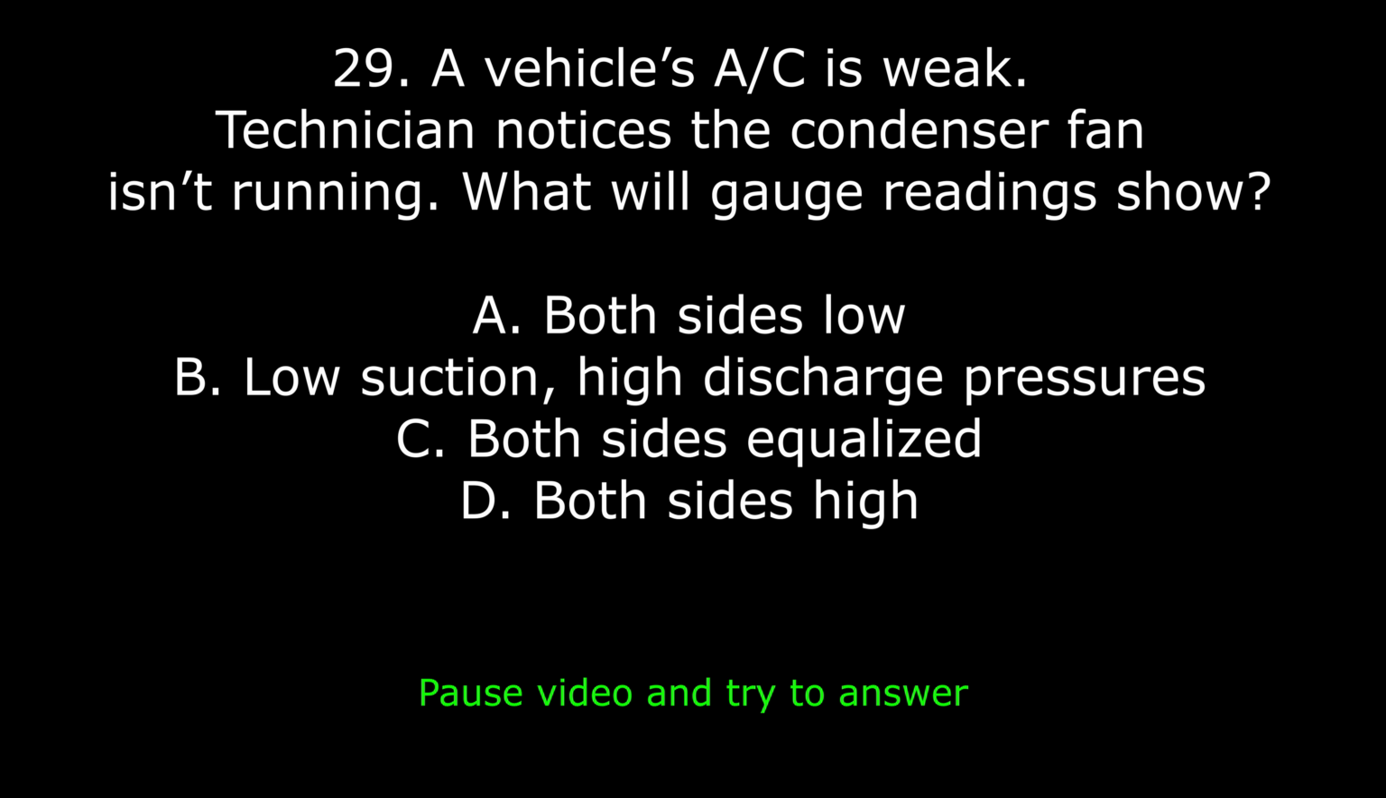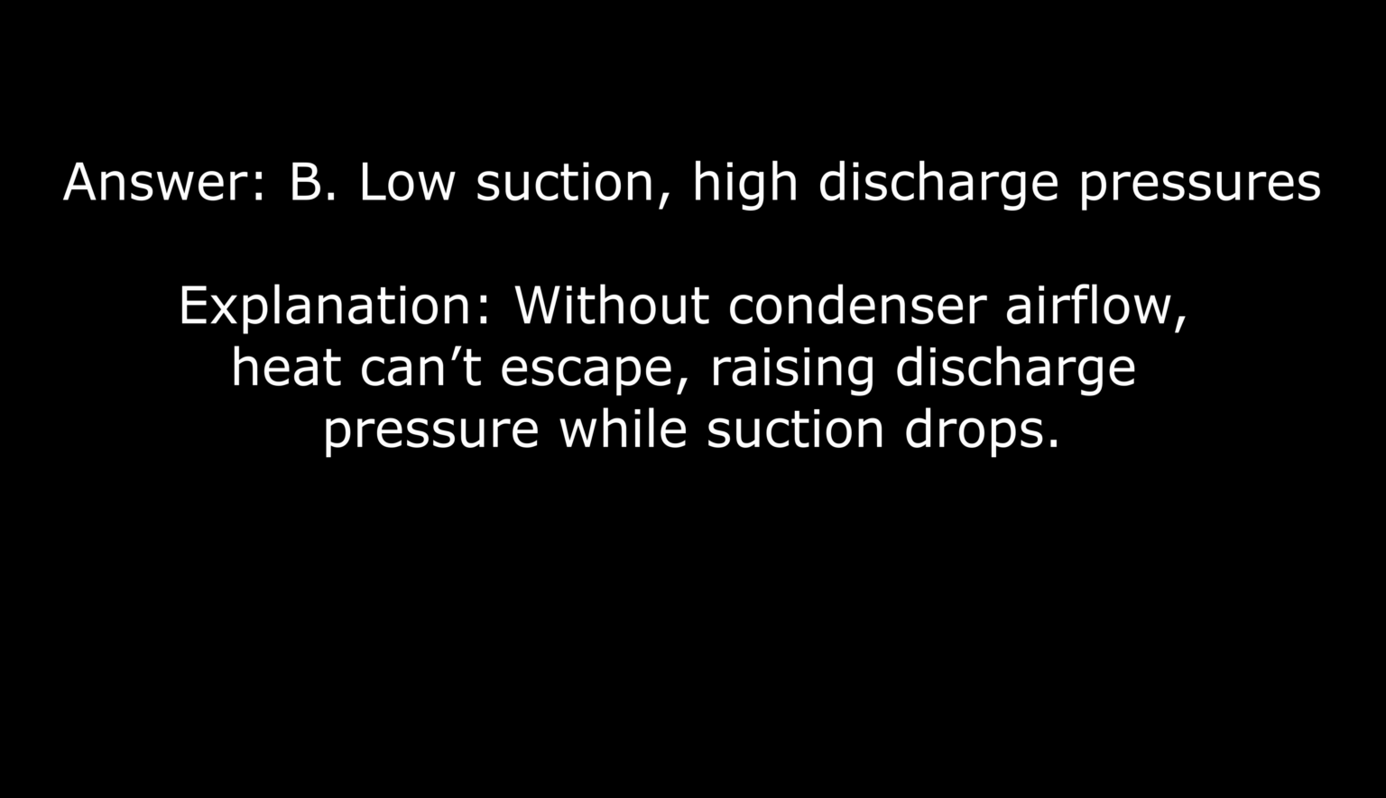29. A vehicle's AC is weak. Technician notices the condenser fan isn't running. What will gauge readings show? A. Both sides low. B. Low suction, high discharge pressures. C. Both sides equalized. D. Both sides high. Answer B. Low suction, high discharge pressures. Explanation. Without condenser airflow, heat can't escape, raising discharge pressure while suction drops.